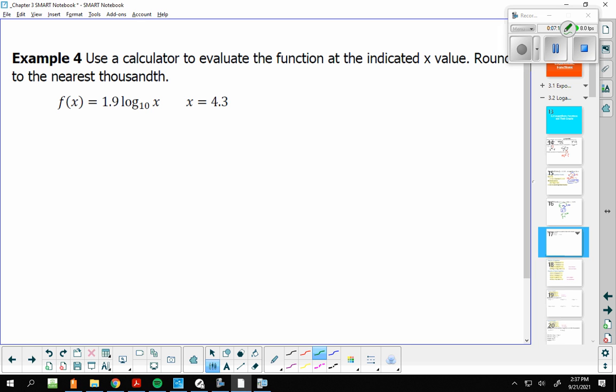Now use a calculator to evaluate the function at the indicated x value. Round to the nearest 1,000. Our calculator has one log button. The button says LOG. That means log base 10. Log base 10 is called the common log.